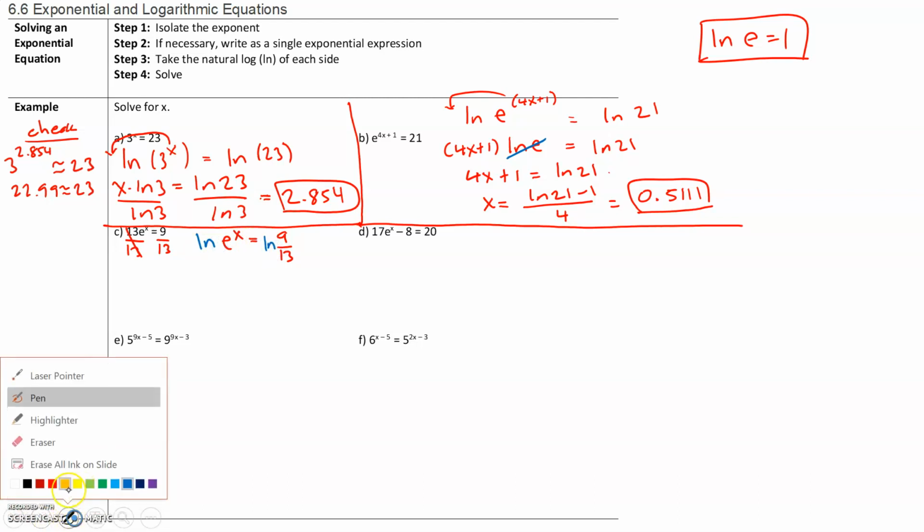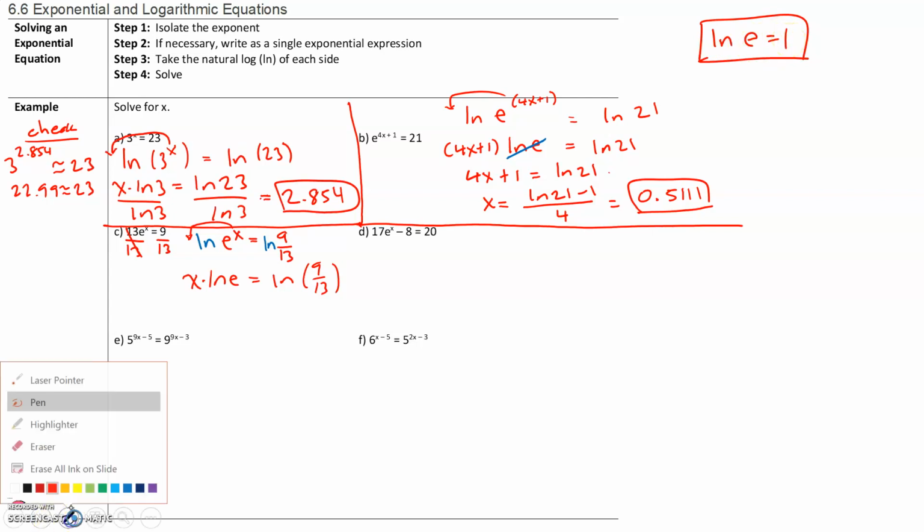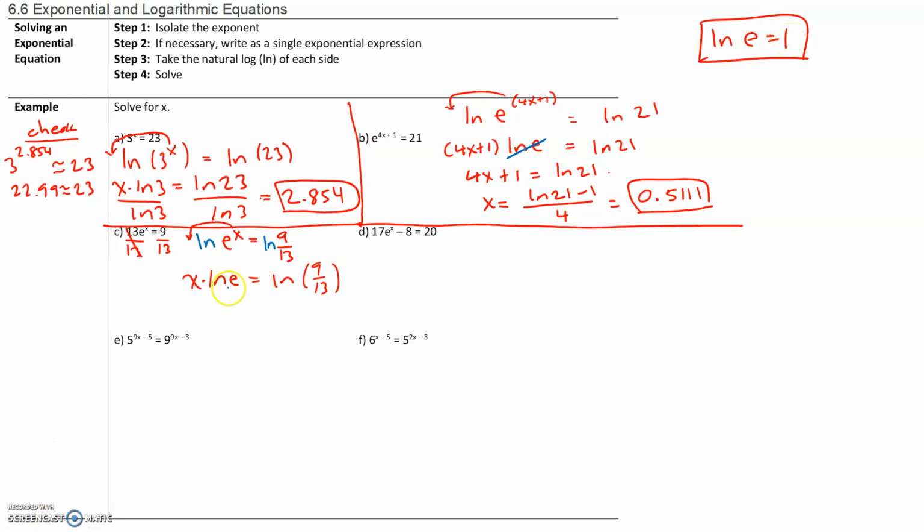Okay, so if I do that, let's take a look at what happens. We have natural log of e to the x. The exponent always comes to the front. So we have x times the natural log of e equals the natural log of 9 over 13 on the right side. We know by definition that natural log of e equals 1, so I can just cross that out.